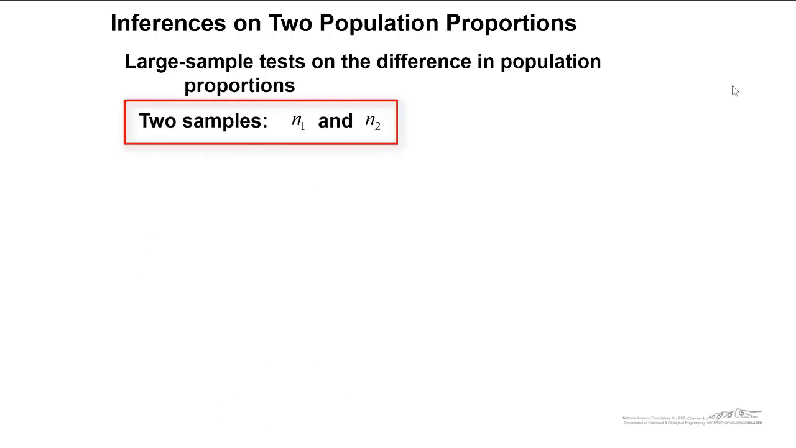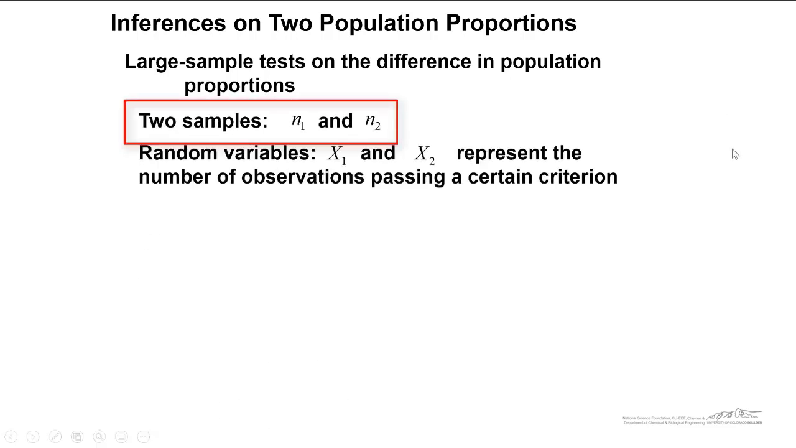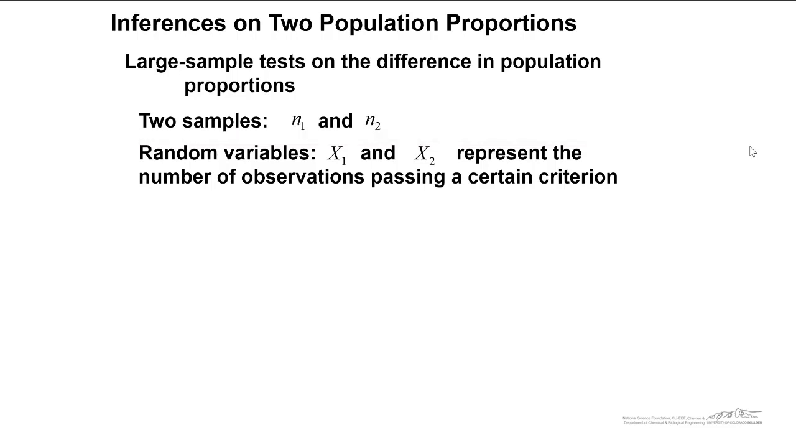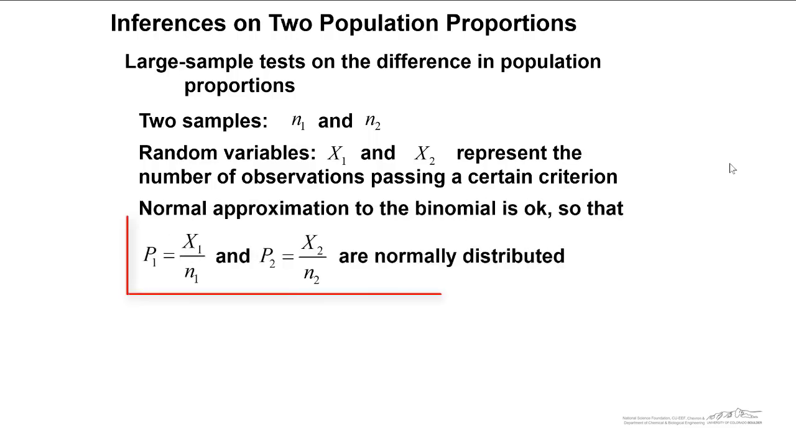We have two samples of different sizes, N1 and N2. The random variables x1 and x2 represent the number of observations passing a certain criterion. For example, in our cantaloupe example, this would be the successes or the good cantaloupes. Assuming that the normal approximation to the binomial is okay, we can calculate our proportions of successes, x1 over n1 and x2 over n2, and we assume that those are both normally distributed because we've got a large sample size.